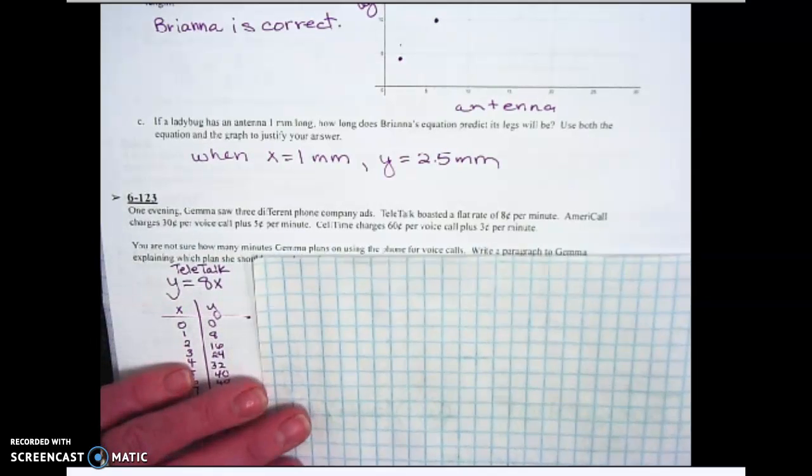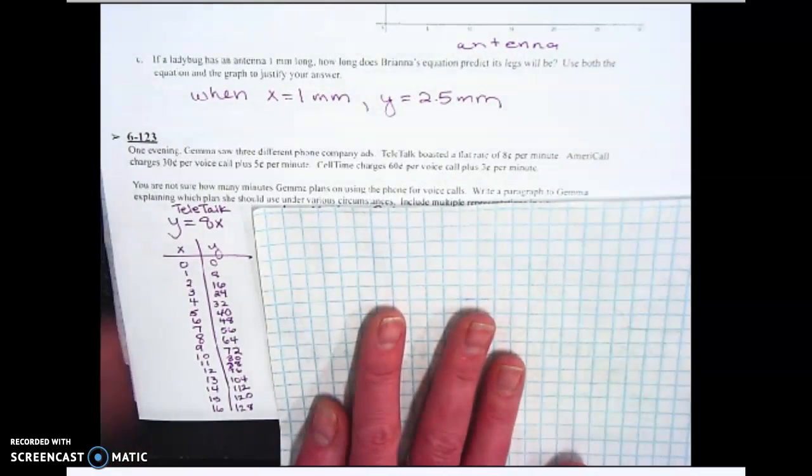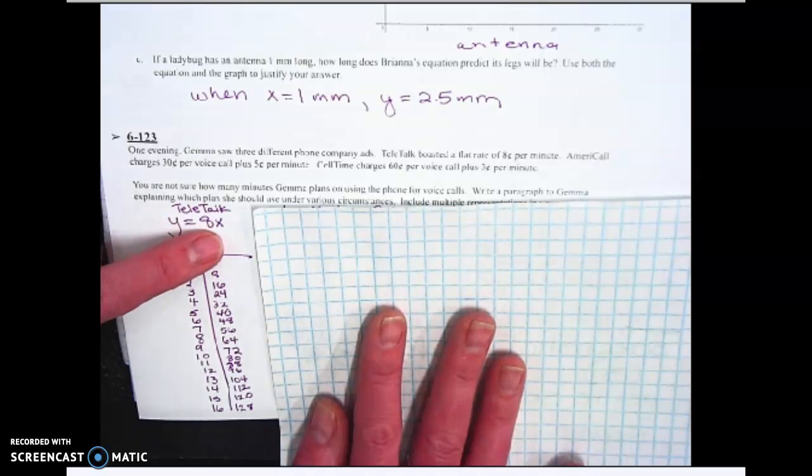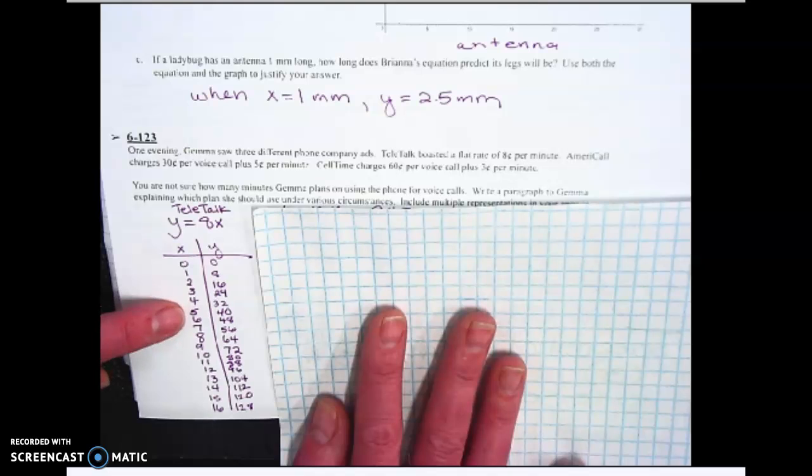So the first thing I did was I made a chart for Teletalk. Teletalk was the first one. And Teletalk charges 8 cents per minute. So I just called it y equals 8x. So for every minute, you're just going to multiply by 8. Okay, so if you have 0 minutes, 8 times 0 is 0. If you have 1 minute, 1 times 8 is 8. 2 times 8 is 16. 3 times 8 is 24. 4 times 8 is 32. You just multiply by 8 all the way down.